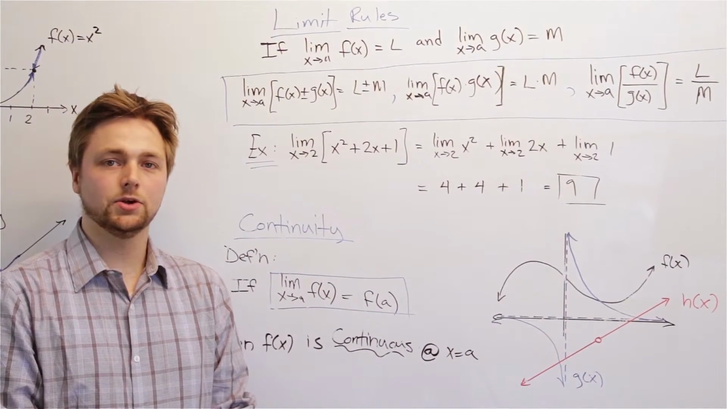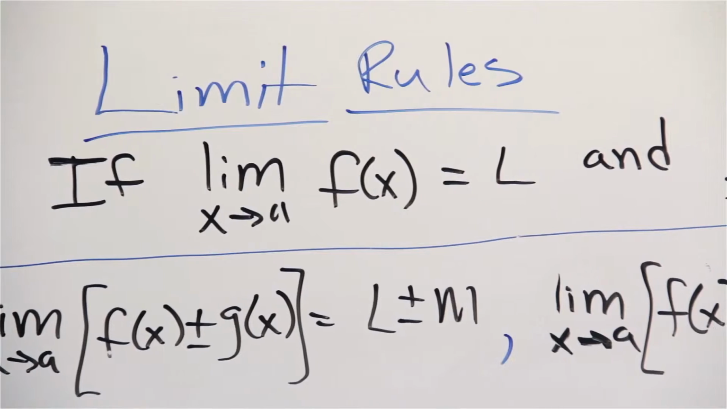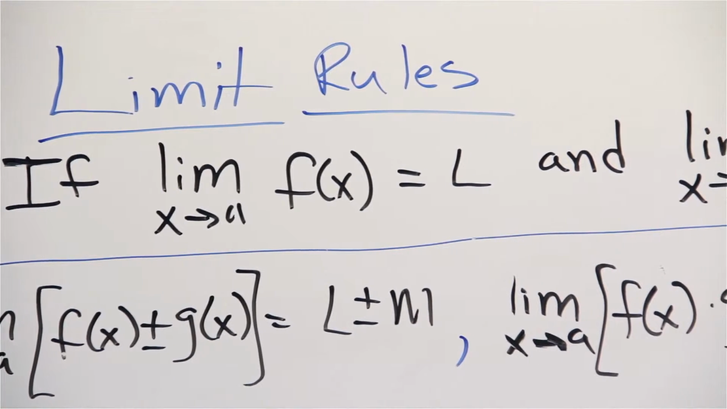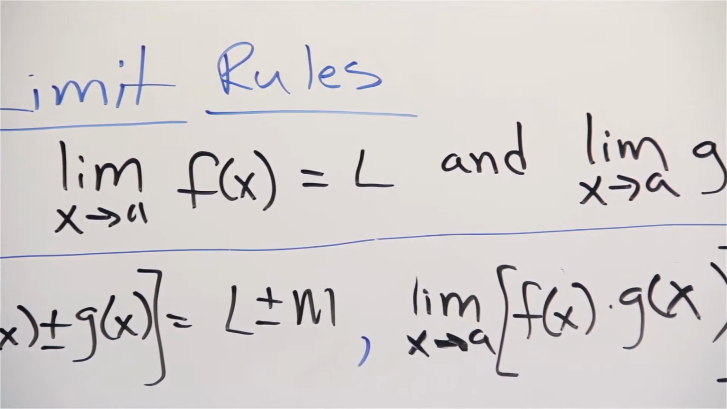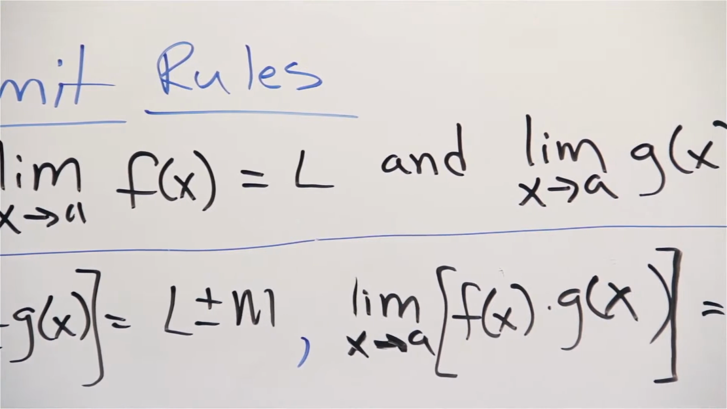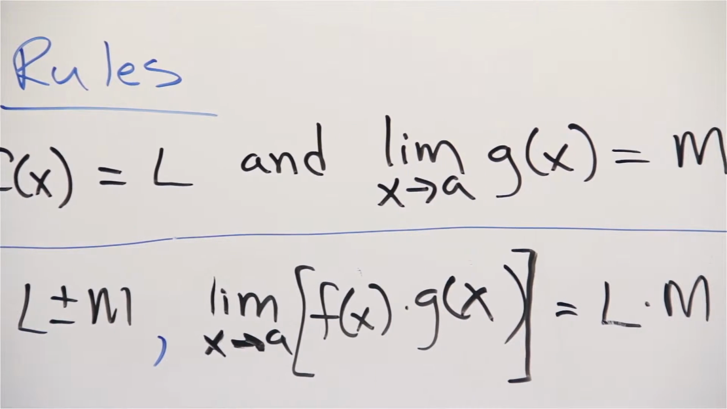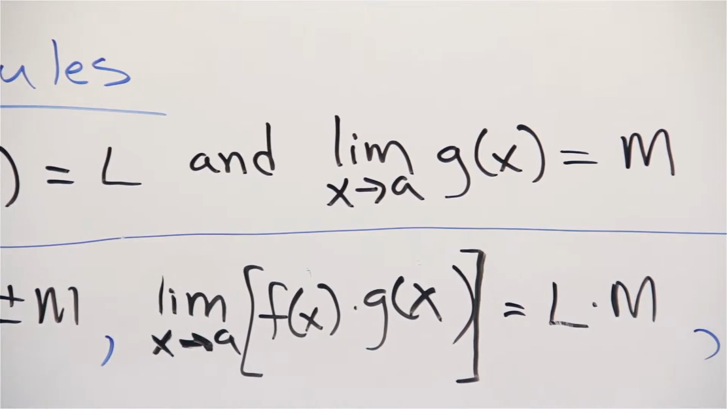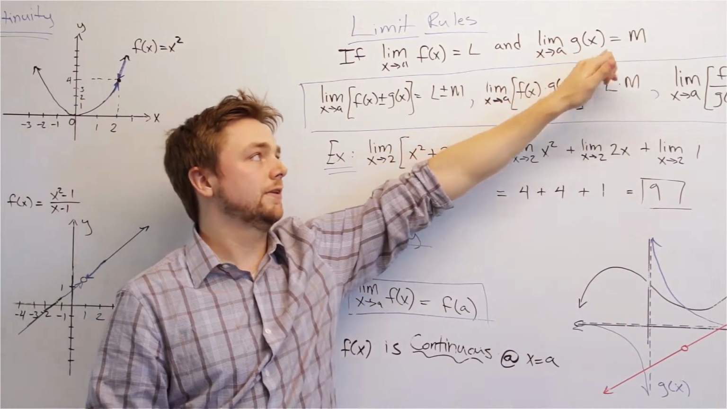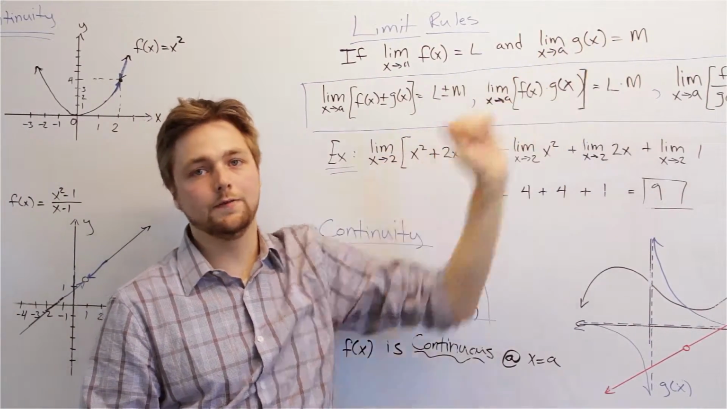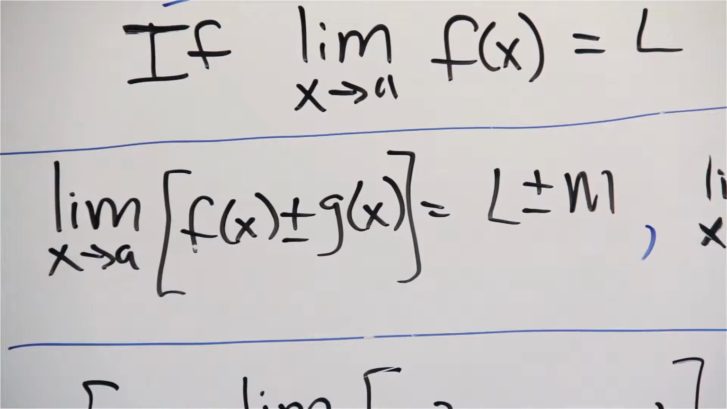Next, let's consider what happens when we apply limits to composition of functions. Suppose we have a function f of x, and the limit as x goes to a for f of x exists and equals L. L needs to be a finite number here, 2, 3, 4, 0. And we have the same thing being true for another function, g of x. We have the limit as x goes to a of g of x equals m. So again, any finite number. What would happen if we took the limit as x goes to a?